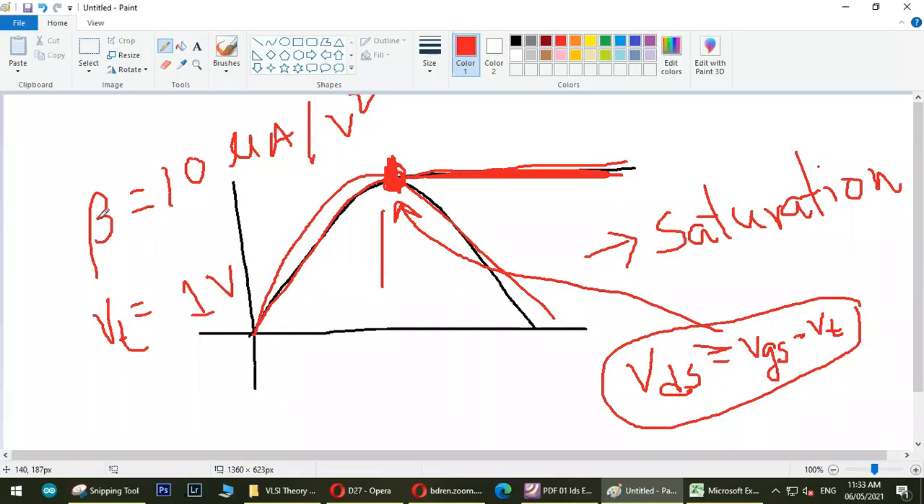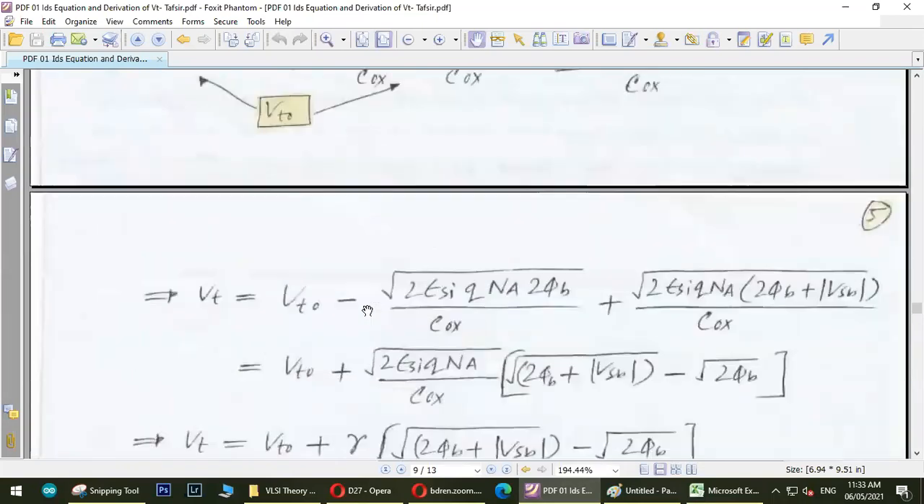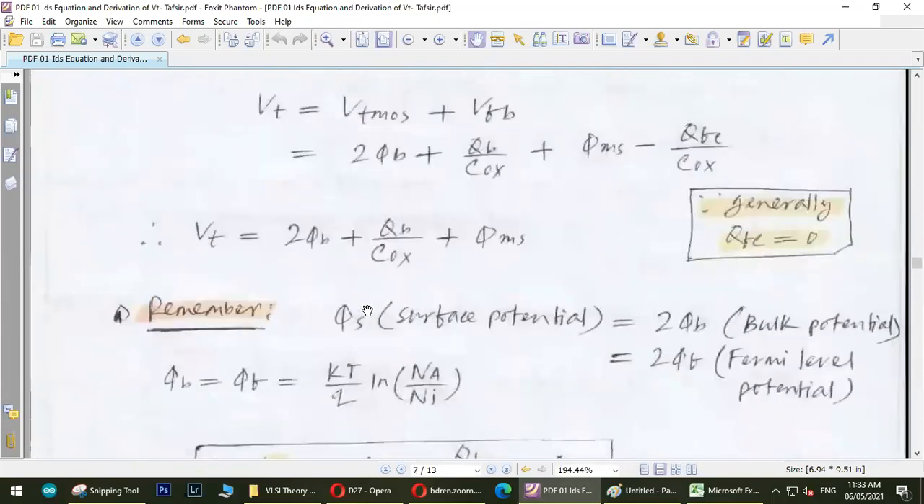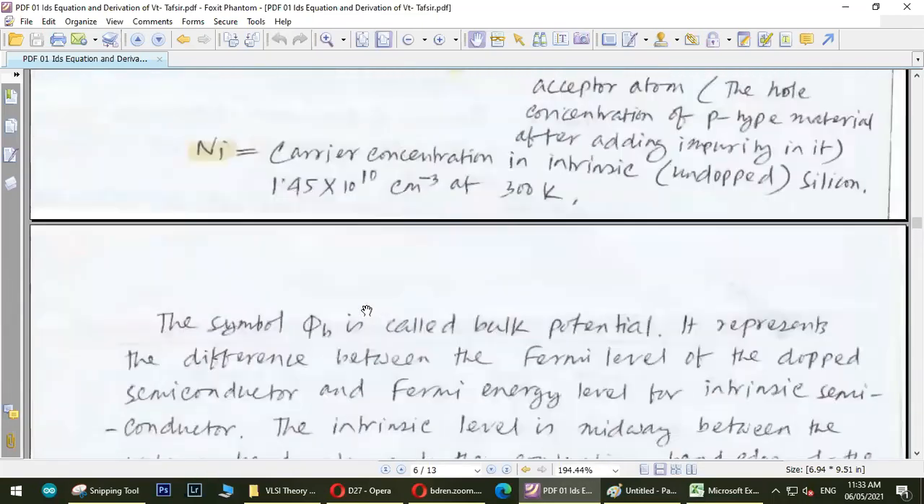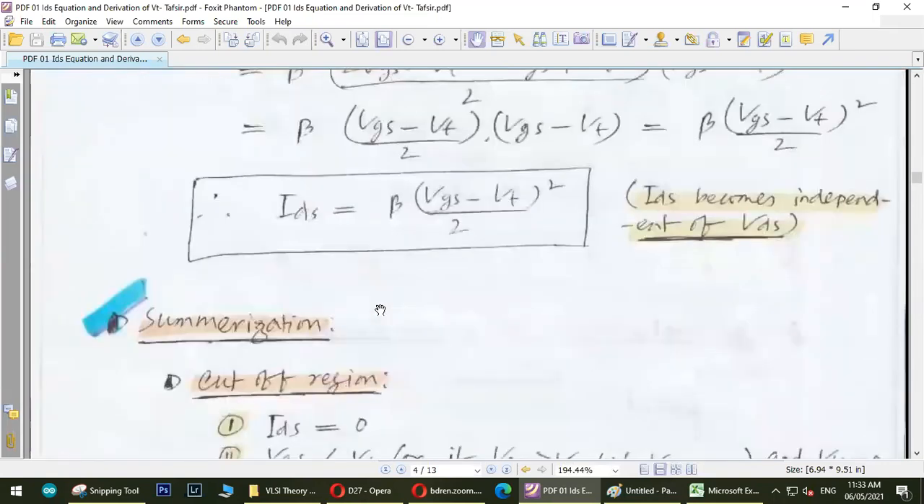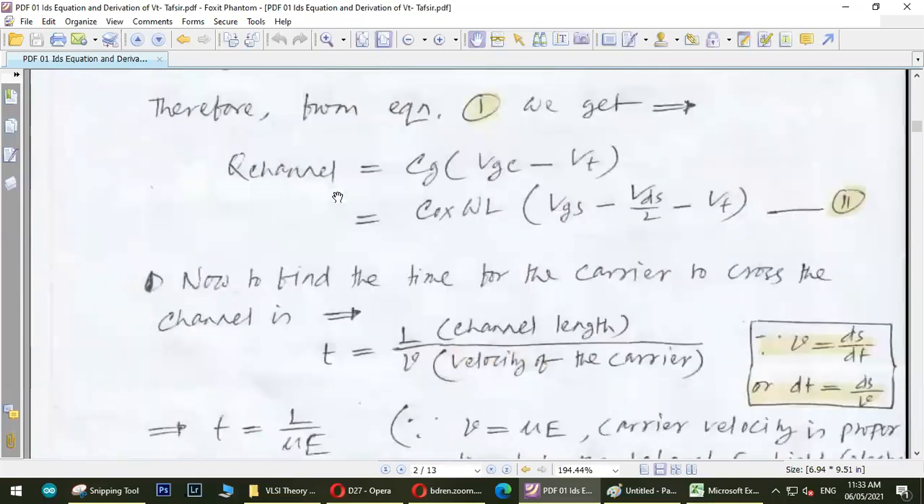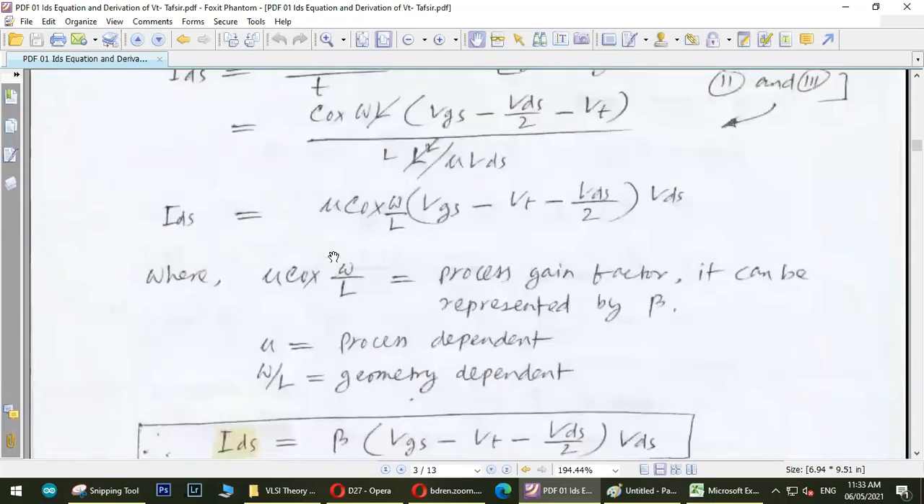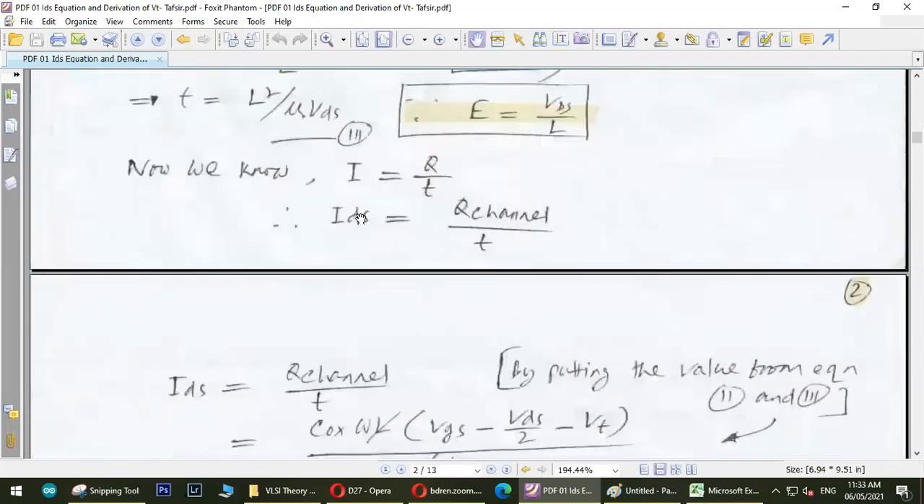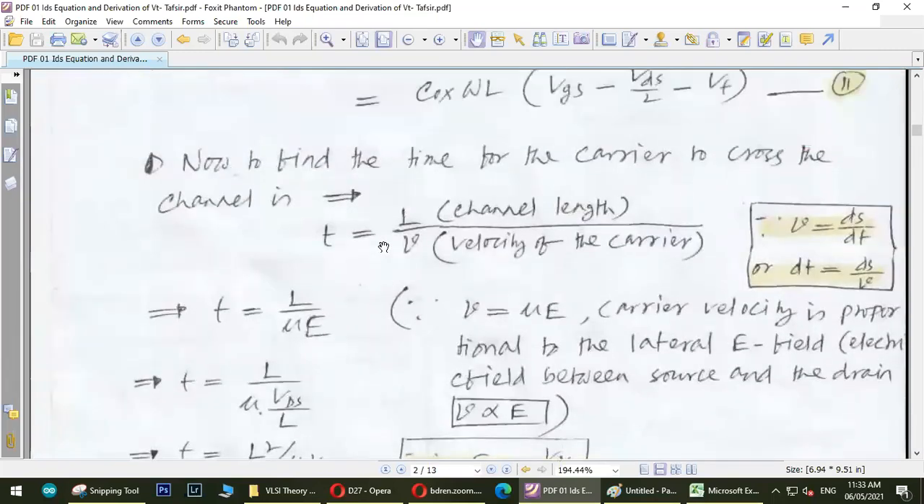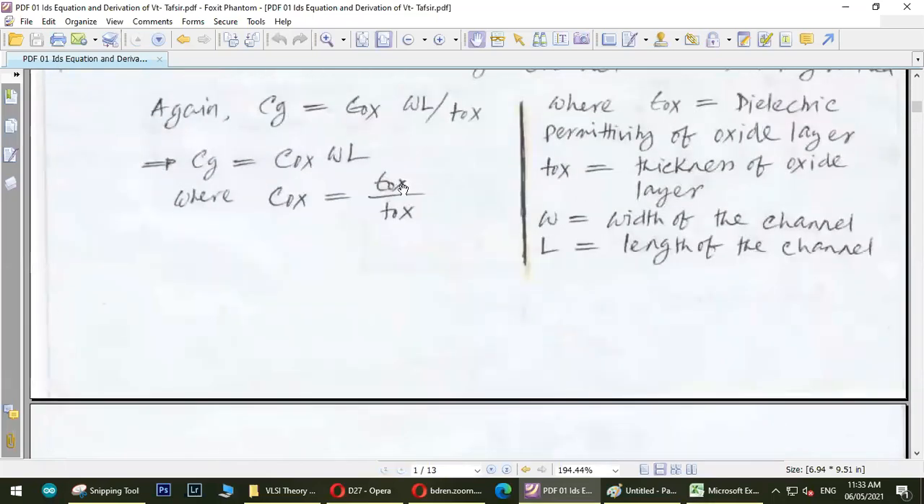Now remember, for your beta, there was an equation as well. What was that equation? Remember from the previous class? Beta is mu COX W by L, right? What was COX? COX was epsilon oxide divided by thickness of oxide, right?